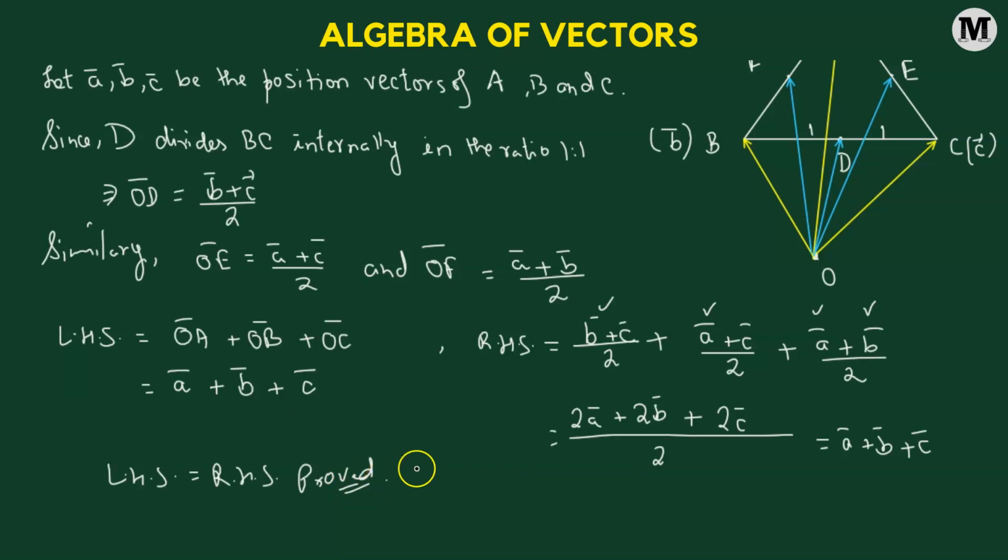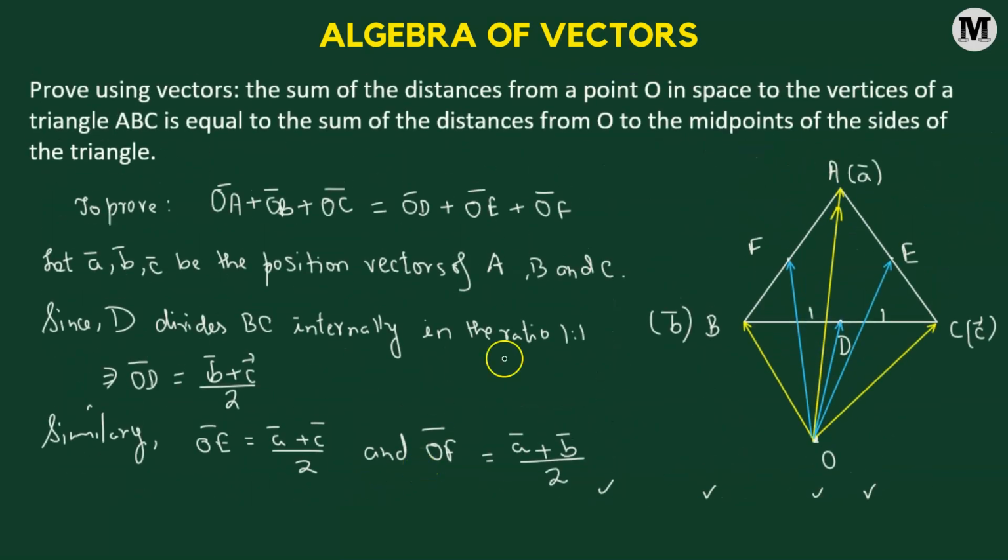The original statement was that the sum of the distances from a point O in space to the vertices of the triangle ABC is equal to the sum of the distances from the same point O to the midpoints D, E, F of the sides of the triangle.